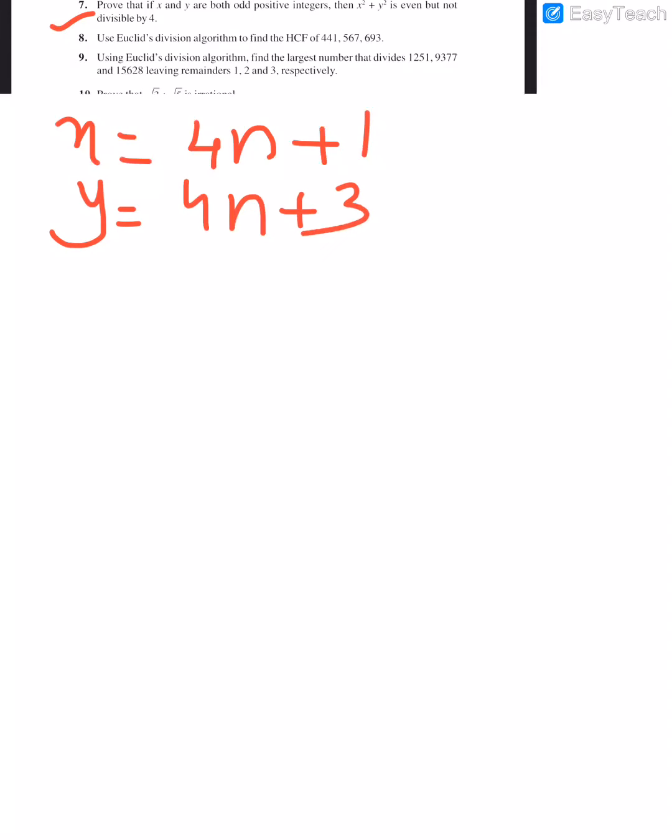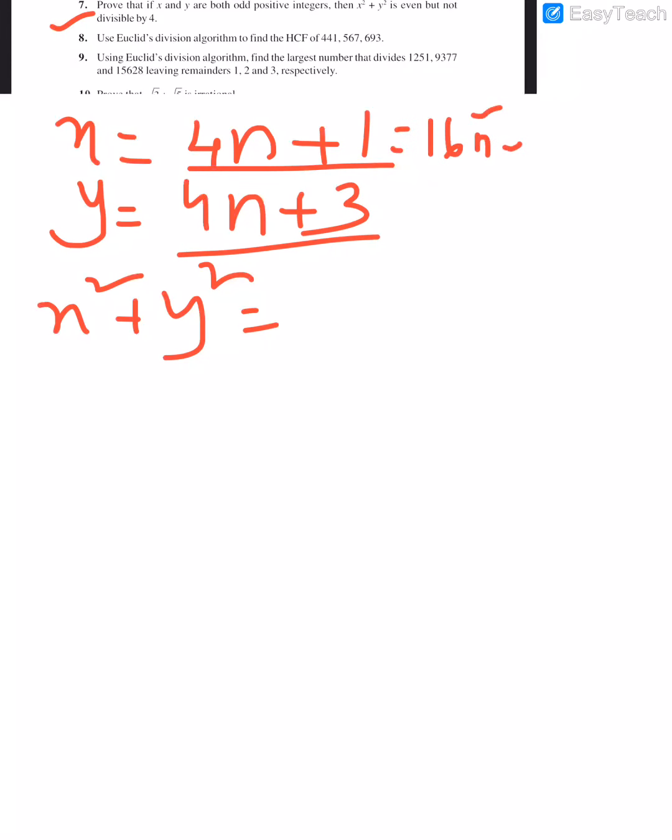Next question: show that if x and y are both odd integers, then x square plus y square is even but not divisible by 4. It's very easy, you can do it in any way. In the previous question you have taken x as odd numbers. What are the possibilities? 4n plus 1 and another odd number 4n plus 3. Now x square plus y square, there you have already done a plus b whole square, and this is 16n square plus 8n plus 1.